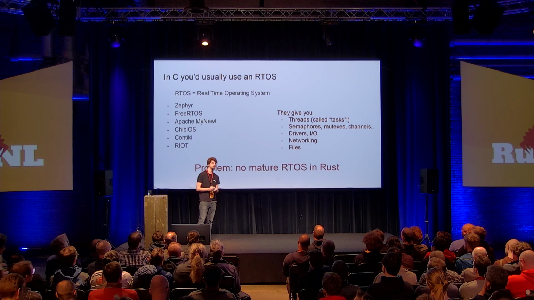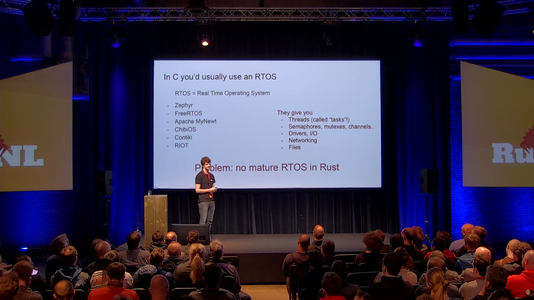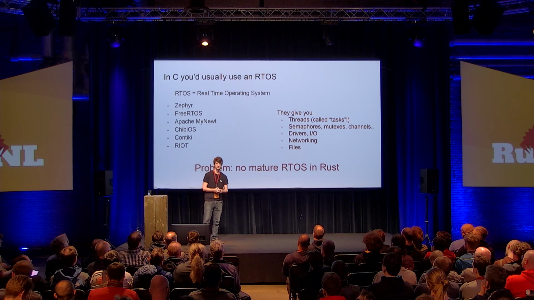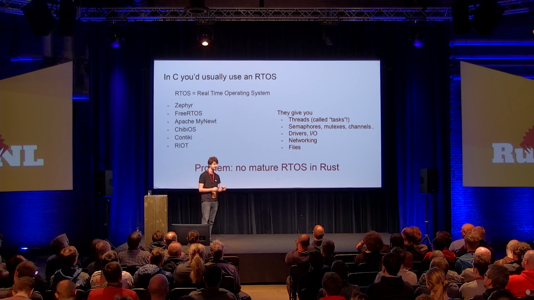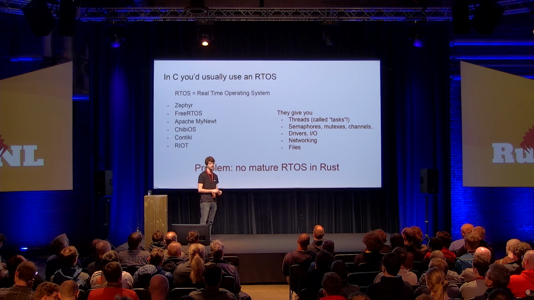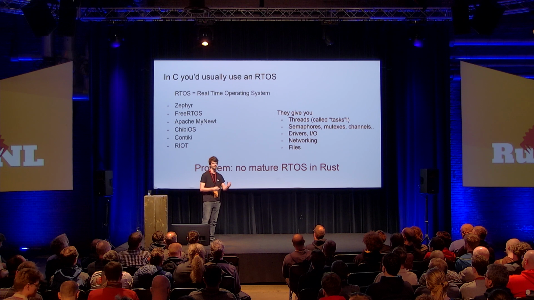So I had the option to either use no RTOS, but that wasn't very appealing. I had the option of using a wrapper for a C RTOS, but that's not very appealing either. If you have to use bindgen, it comes with its own set of problems, and you have to juggle the C compiler and the Rust compiler. So if you can avoid that, I would recommend you avoid it.